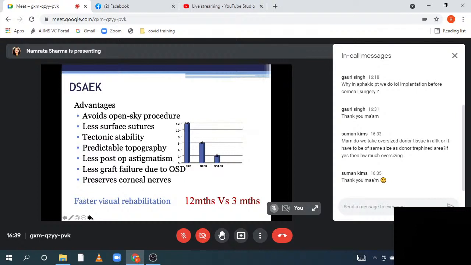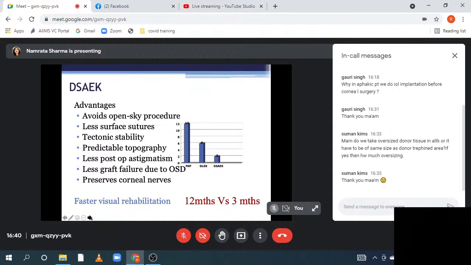The advantages of endothelial keratoplasty or DSEK per se are that it avoids an open sky procedure. There are hardly any sutures. The cornea is tectonically stable with predictable topography, with no astigmatism or minimal astigmatism, with less graft failure due to ocular surface disease, and all the corneal nerves are preserved because you've not severed them at all.